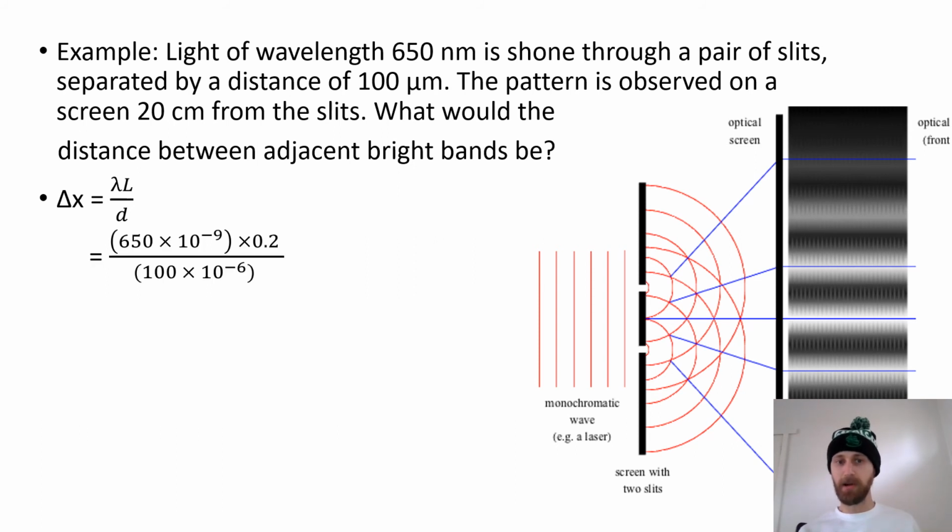We plug in our wavelength of 650 nanometers. We plug in our distance to the screen, 20 centimeters, converted to meters, so 0.2. We divide that by the distance between the 2 slits, which is going to be 100 micrometers, 100 times 10 to the negative 6 meters, and that gets us 0.0013 meters. So that would end up being 0.13 centimeters, something like that, very small number, 0.13 centimeters, I should say, do my conversions right.